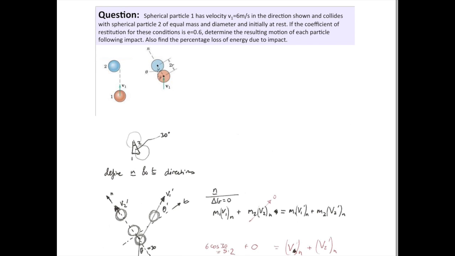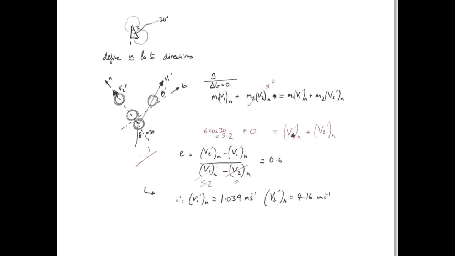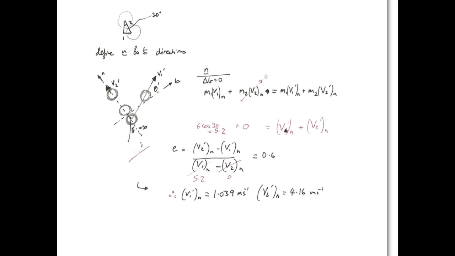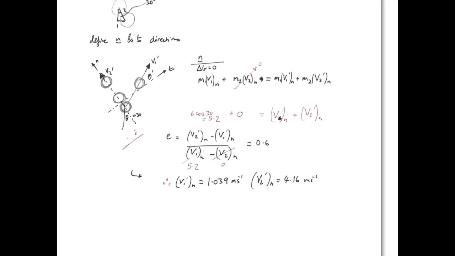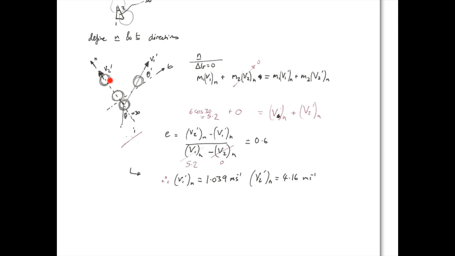If the coefficient of restitution of these conditions is 0.6, determine the resulting motion of each particle and the percentage energy lost due to impact. So we need to break this up into a 2D problem. Defining a different coordinate system, we can choose normal and tangential. Normal being the line of the collision, or the axis between the two particles joining the centers, and tangential being the one perpendicular to that.